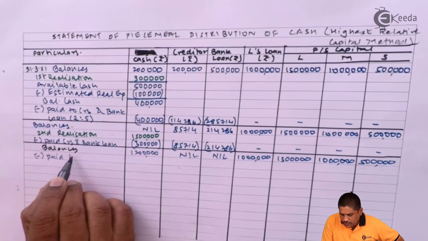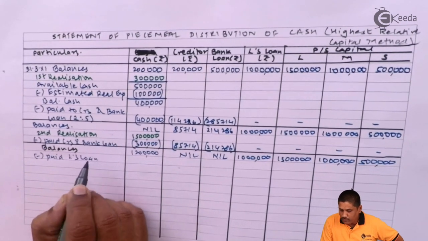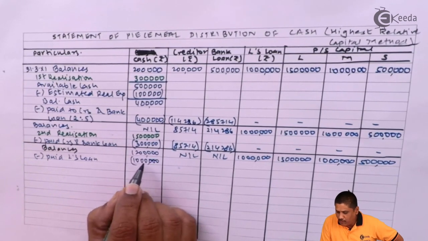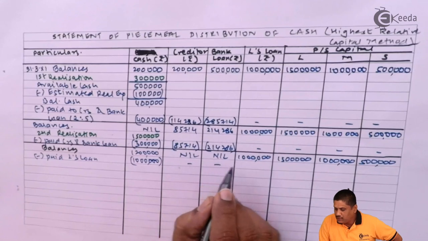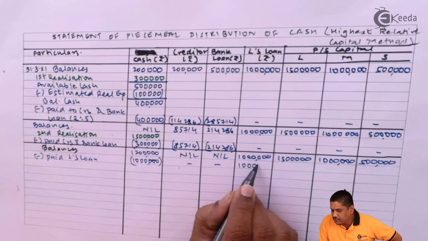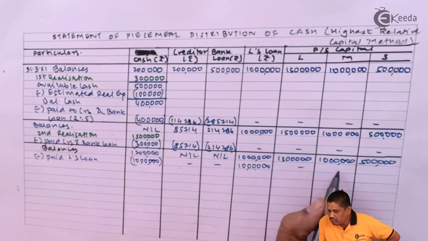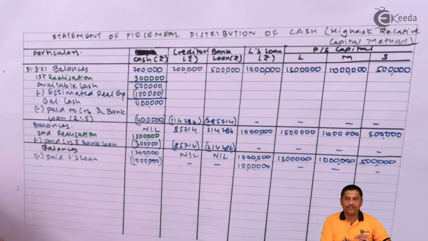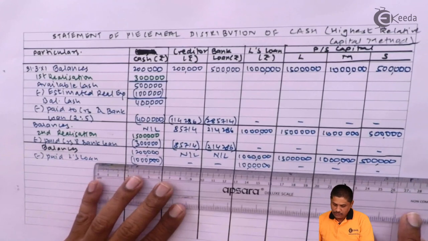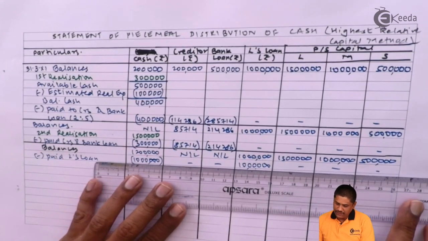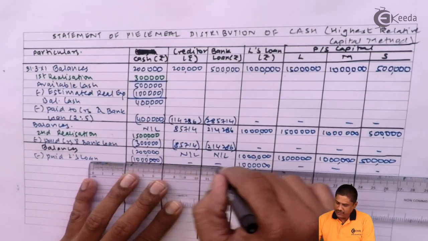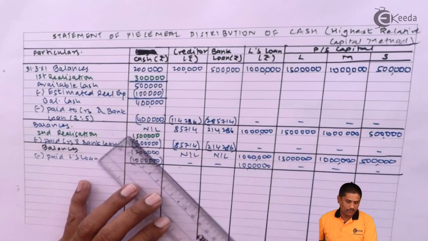Paid the loan. The loan was just 10 lakhs. So we will be able to pay that in full. So, the loan is paid, 10 lakhs. Again, my one stage is over. That is, I have completed payment for the partner's loan, which is an internal liability. So, again, I need to take some internal balancing. I need to find out how much is my remaining cash and what are my remaining liabilities.